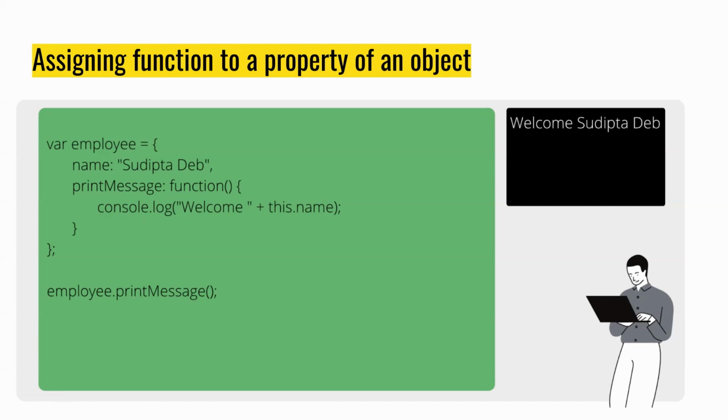So we see the different ways a function can be used, or different ways a function can be assigned and passed from one function to another function. And that is the reason why we call functions first-class in JavaScript.